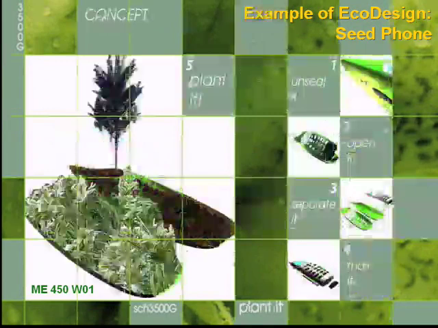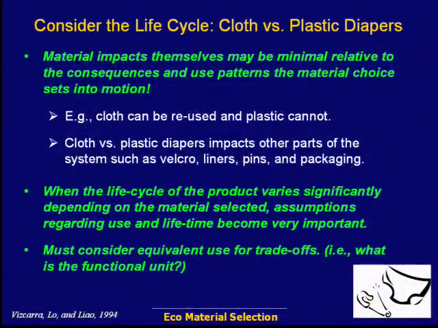Okay, we got into the diaper example. This was the point really to demonstrate that the consequences and habits that are implied by material selection may be more important than the material selection itself. The key ideas here, not just the functional unit idea, but the functional unit. So we're talking about the material we might select, the assumptions that go into how we use the product, and equivalent use. And especially in this example, it's a trade-off.